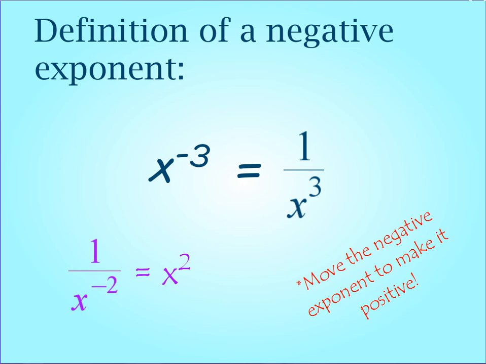Same thing can happen the other way. If I have a negative exponent in my denominator, I can move that power to the numerator and my exponent will change sign, in this case making it positive. Very often, or I should say pretty much always, you'll be asked to make sure that you only have positive exponents in your answers. So we need to learn to move the negative exponents to make them positive.